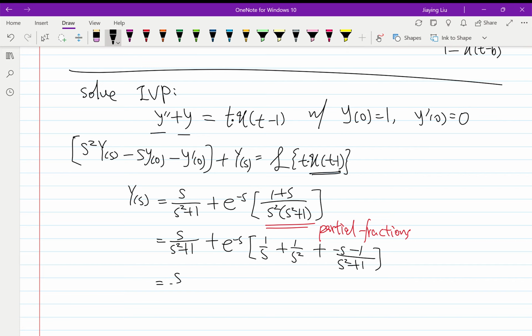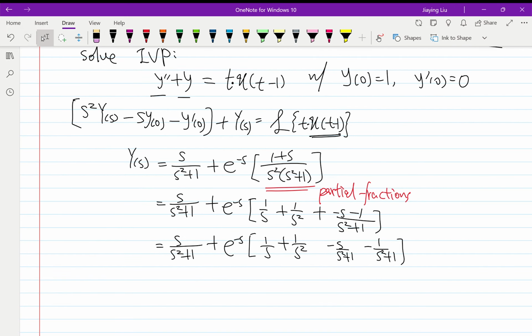So that would be the first one, we just leave it, plus e to the negative s, 1 over s plus 1 over s squared. You should split the last fraction into 2, so that becomes minus s over s squared plus 1, minus 1 over s squared plus 1. Now we have simpler fractions.